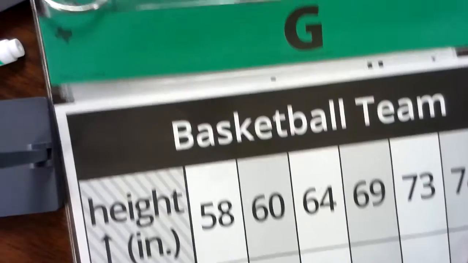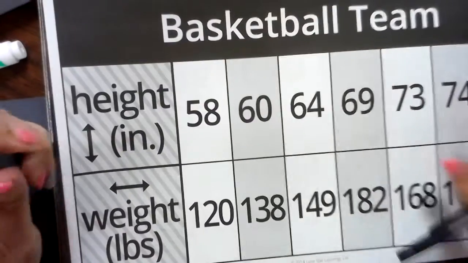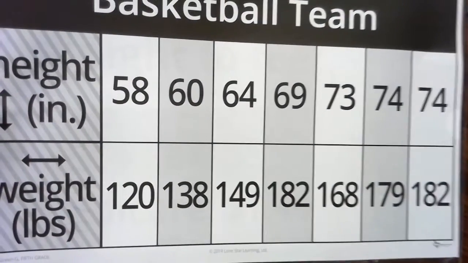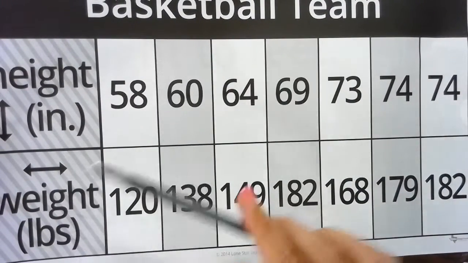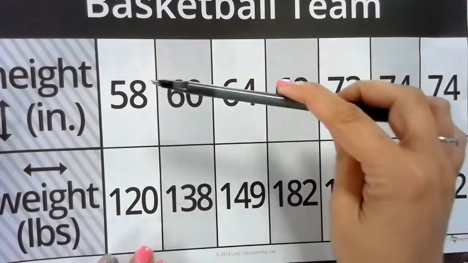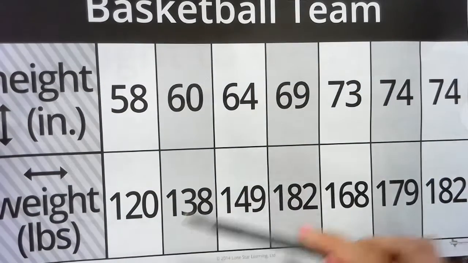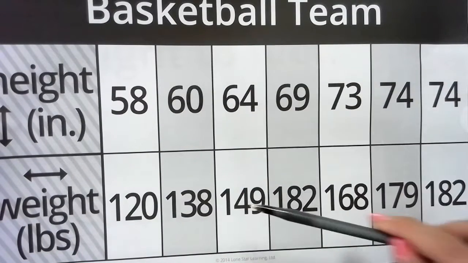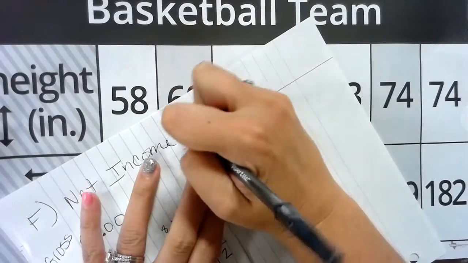I'm going to go to G section of the green, set 1. So it gives me all this data, if you can see it. So yeah, I can get all the numbers in there. Height and weight. These are the basketball team. Height 58 inches, and then they weigh 120. When they're 60 inches, a guy 60 inches, he weighs 138. A guy that's 64 inches weighs 149, and so on. So for G, I'm going to make a scatter plot.